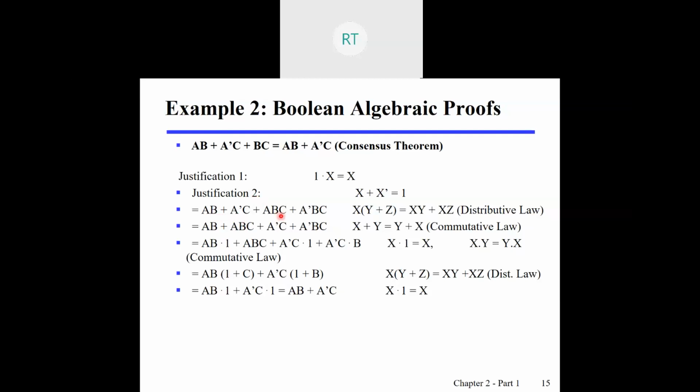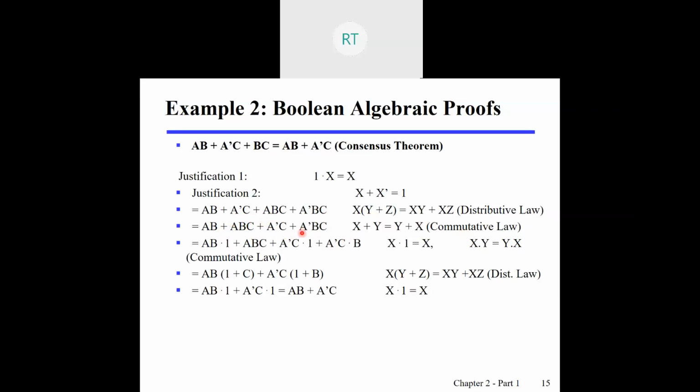What did we do here? We multiplied BC by A plus A bar. The rule says X plus X bar is equal to 1. So I multiplied A plus A prime into B plus C. This will lead to ABC plus A prime BC. Why did I add A? Because the term missing in BC is A. This is why I added A plus A prime. So this is AB. This is commutative law. When you move ABC here, A prime C plus ABC is the same as ABC plus A prime C. So this is commutative law.